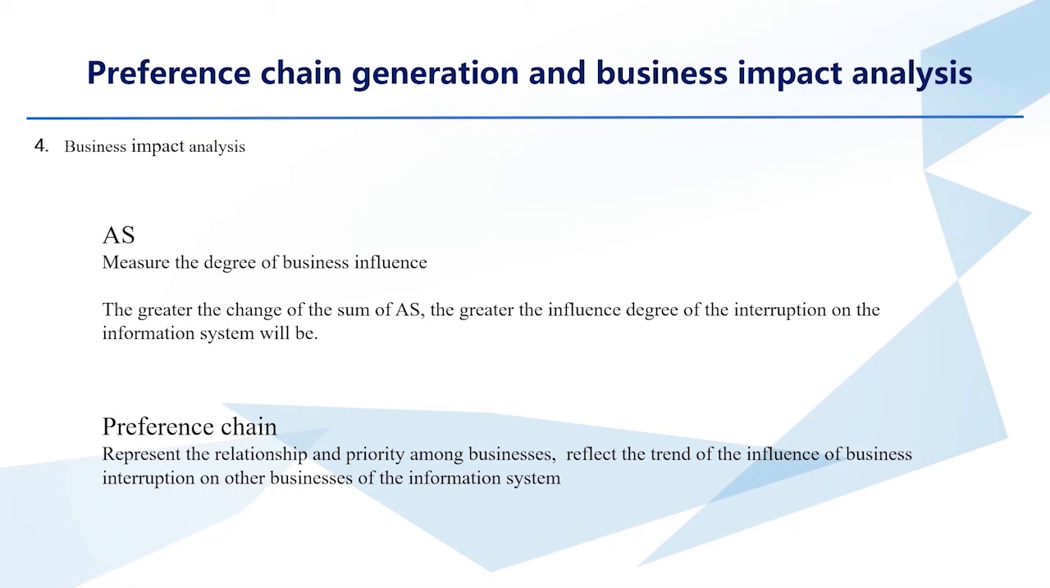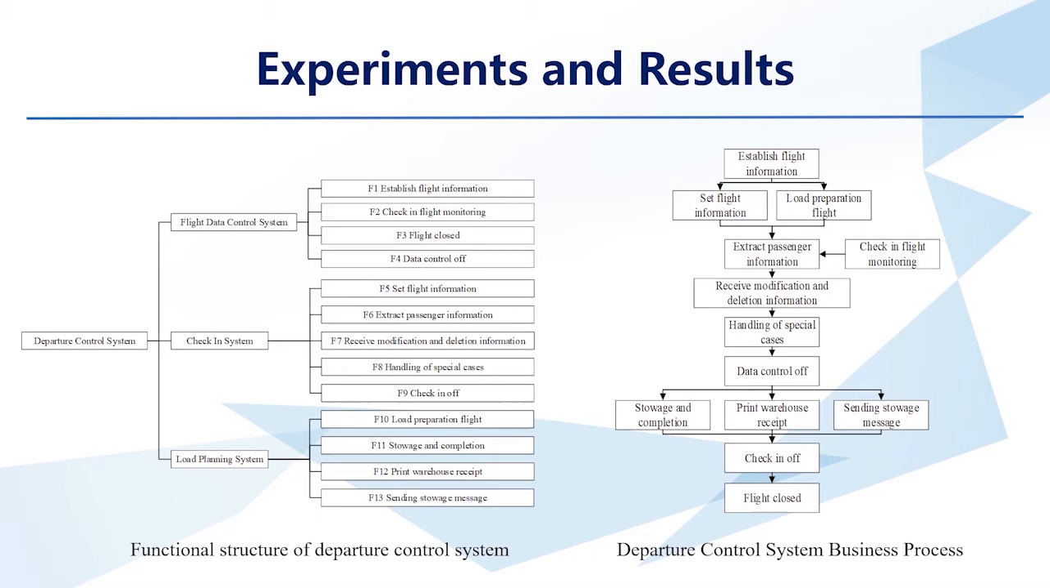Next, the experiment. In this part, I will discuss the experiments and the results. The departure control system of a civil aviation airport is selected as the experiment object. It is a large-scale online transaction processing information system for aviation passenger business, which is composed of a flight data control system, check-in system, and a load planning system. The functional structure of the system is shown on this page.